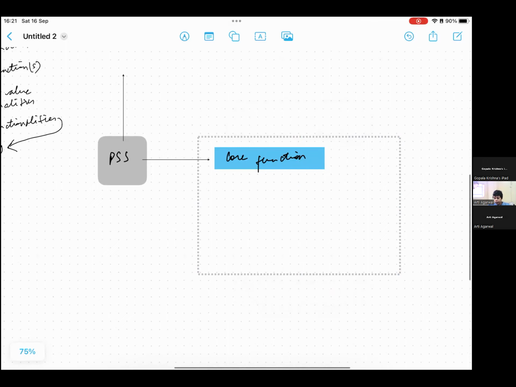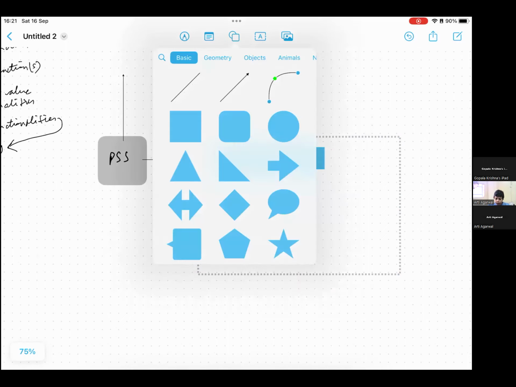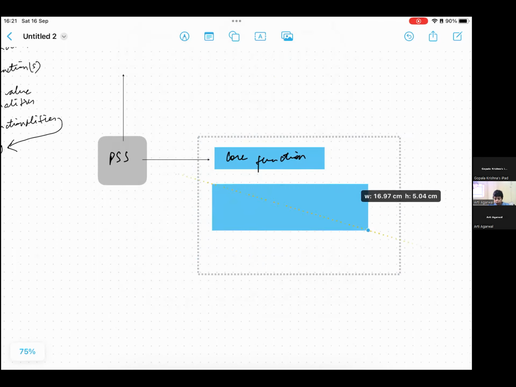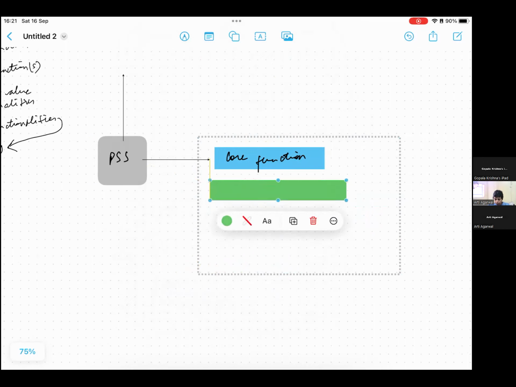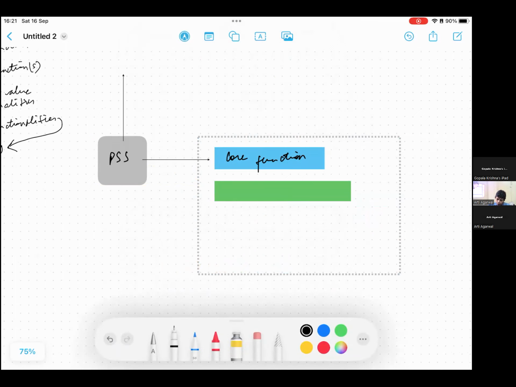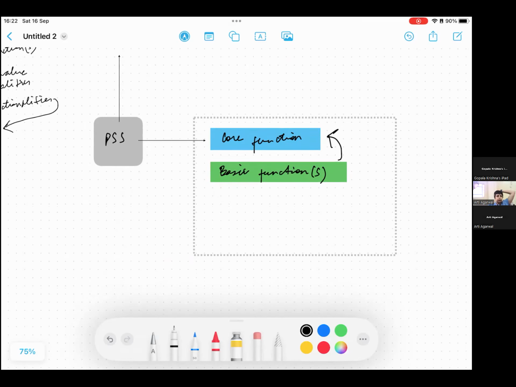So there's one core function this whole concept has. Then it has some other basic functions, right? And these basic functions do what? They are the ones which enable the core function. So these are both linked. Core function is what we have decided is the main function of the PSS, but it does this with the help of the basic functions. You cannot remove the basic functions, is what I'm trying to say here.